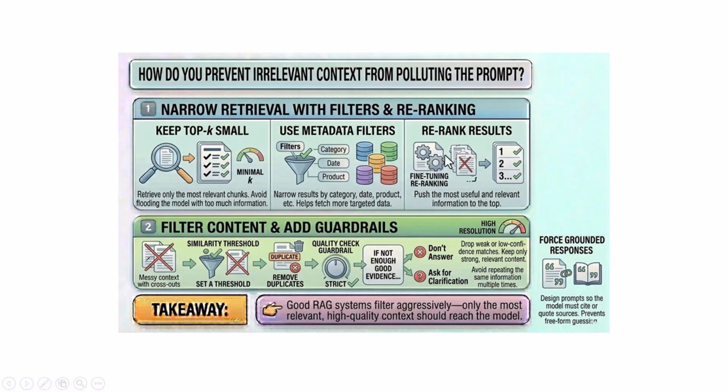Okay. The other one is set a similarity threshold. That is, drop weak or low confidence matches and keep only strong relevant content. This can help remove duplicates. Okay. And also avoid repeating the same information multiple times. Then add a quality check, that is a guardrail. If there's not enough good evidence, don't answer or ask for clarification instead. Okay. And force grounded responses. That is, design prompts so the model must cite or quote sources and prevents freeform guessing, right? So the takeaway is good RAG systems filter aggressively. Only the most relevant high quality context should reach the model.